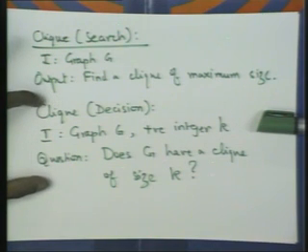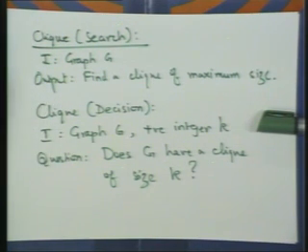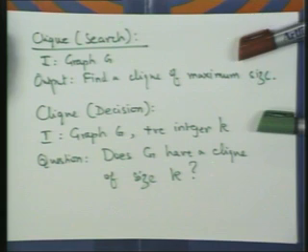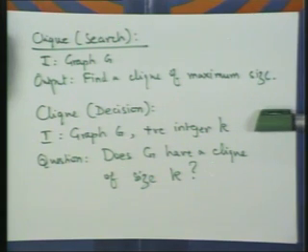Now the second problem is a decision problem, in the sense that the answer is either yes or no. Now, if there's an algorithm to solve the search problem, clearly there is an algorithm to solve the decision problem. Just find a clique and find its size. If the size is k or larger, then you are done. The graph does have a clique of size k.